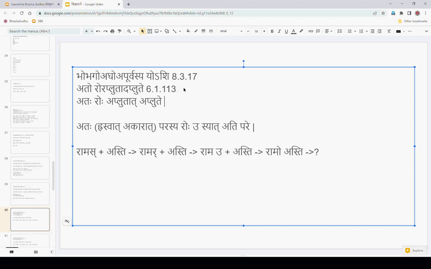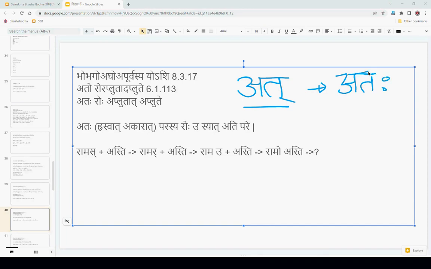At. So this is at iti padamasti. At iti padamasti. Anantaram, at iti padasya atah bhavati chet, atha achah bhavati, akah iti asti. Atah, shashti ekavachana? Here it is panchami because of hrasva akarat. So both are the same form, right? Panchami.